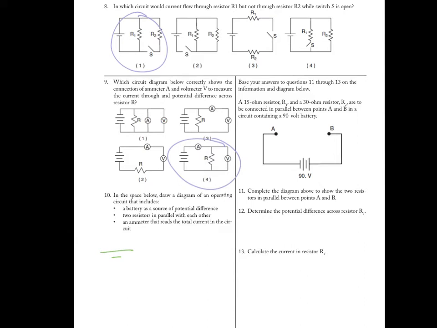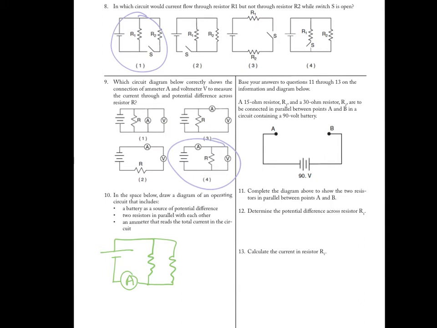Number 10, we have to draw a diagram of a battery. Okay, that's our battery. And two resistors in parallel to each other. And an ammeter that reads the total current in the circuit. Alright, so you don't exactly have to place your ammeter before the branches. You can place it right after the branches, as long as it's outside the branches, like this.